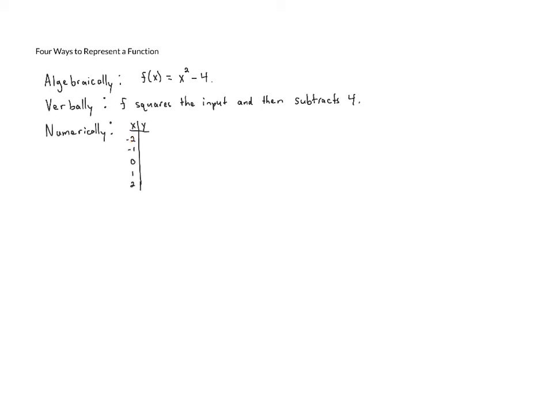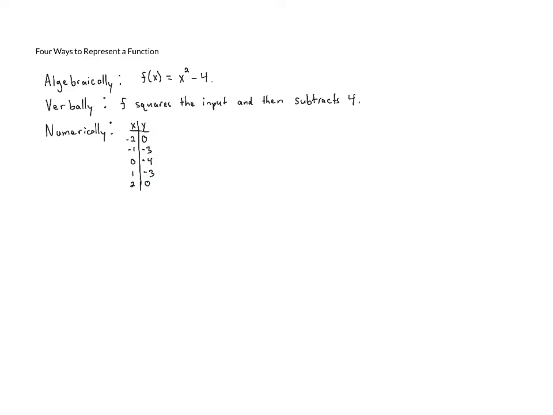Let's see, -2 squared minus 4. -2 squared is 4, and 4 minus 4 is 0. I'm just doing this quickly in my head. -1 squared is 1. 1 minus 4 is -3. 0 squared is 0. 0 minus 4 is -4. 1 squared is 1. Minus 4 is -3. 2 squared is 4. 4 minus 4 is 0. So this is a way that we can represent this relationship numerically.